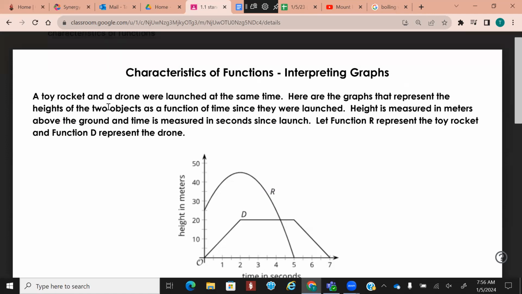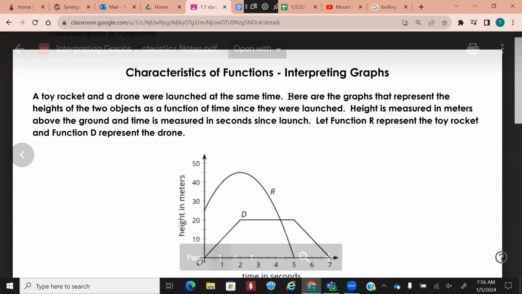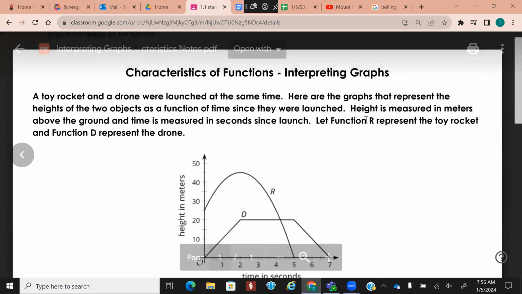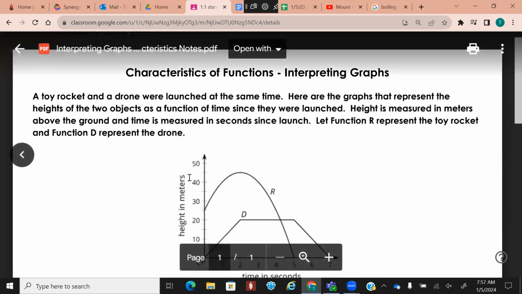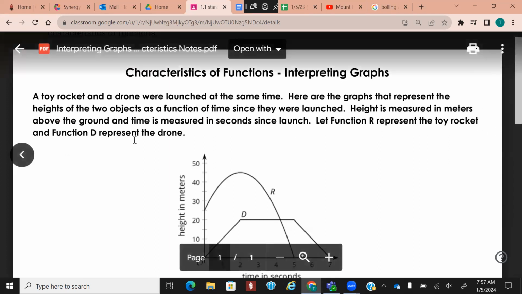In the past, I've seen a lot of people struggling with key features, so I want to practice those as much as we possibly can, because key features are going to be important. If you don't understand what's going on in the scenario, then you can't really do much with it. So we have a toy rocket and a drone, and they were launched at the same time. Here are the graphs that represent the heights of the 2 objects as a function of time since they were launched. Height is measured in meters above the ground, and time is measured in seconds since launch. Let the function r represent the toy rocket, and let function d represent the drone.